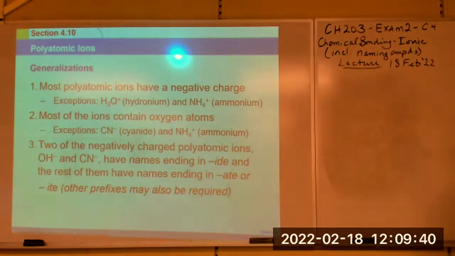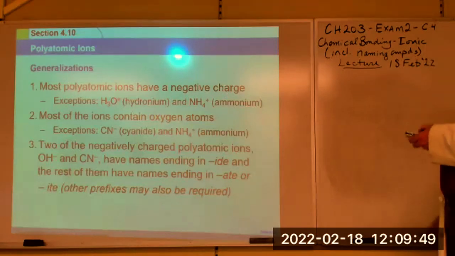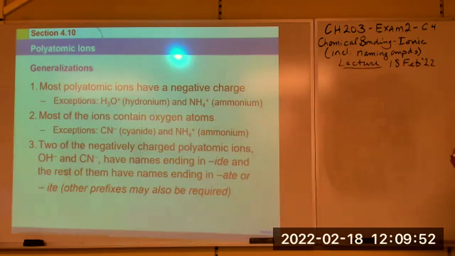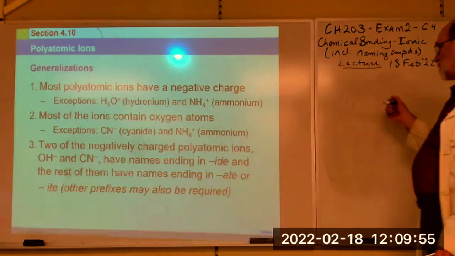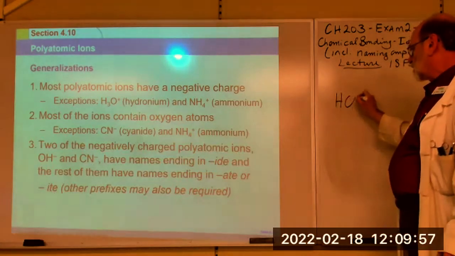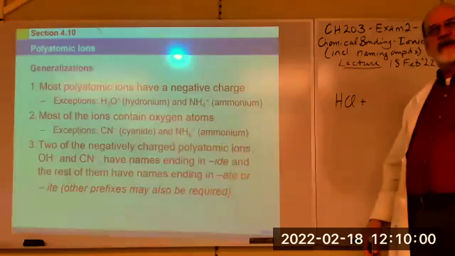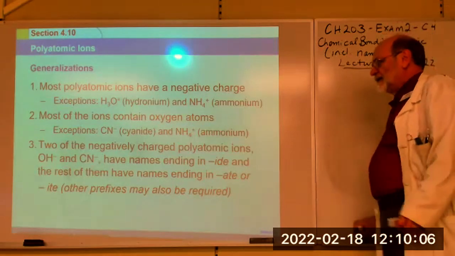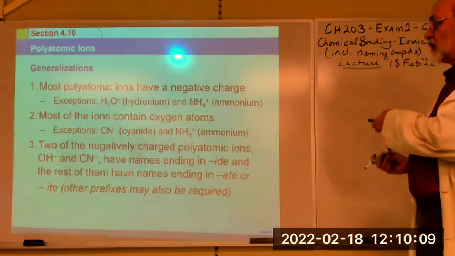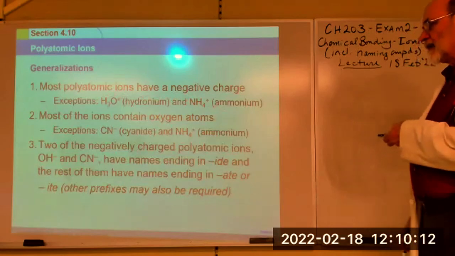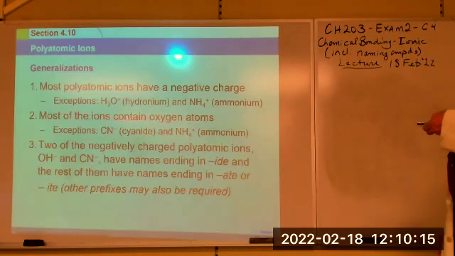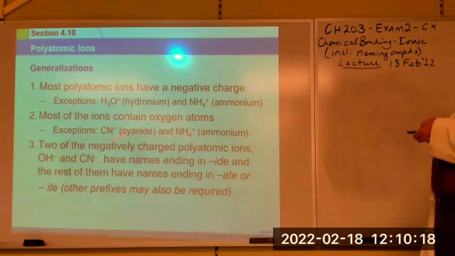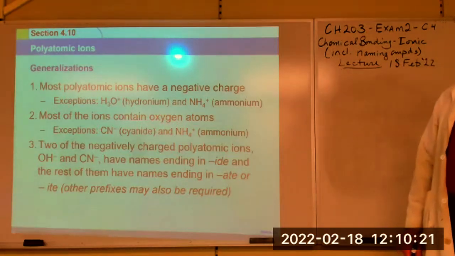Okay. I mentioned this one earlier. Most polyatomics have a negative charge. Ammonium doesn't. I didn't mention hydronium. Hydronium is a special ion that forms when acids are added to the water. And it simply, let me use an example. Hydrochloric acid. Well, we haven't even done balanced chemical reactions yet, have we? Okay, let me not complicate things. These are the only two positives. Most of the ions contain oxygen, except for, of course, this one. And cyanide is one which does not contain oxygen.